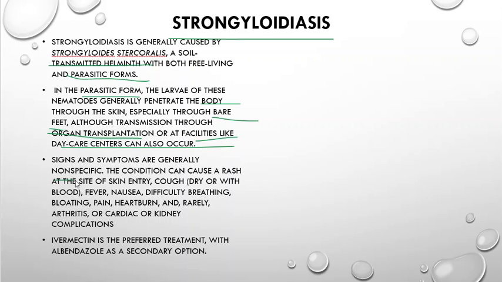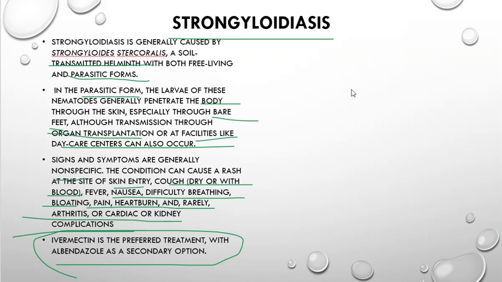Signs and symptoms nonspecific: rash where they enter, cough, dry or with blood, fever, nausea, difficulty breathing, bloating, pain, heartburn, rarely arthritis or kidney complication. Ivermectin is the preferred treatment. Albendazole is secondary. That's why I never go barefoot in Georgia.